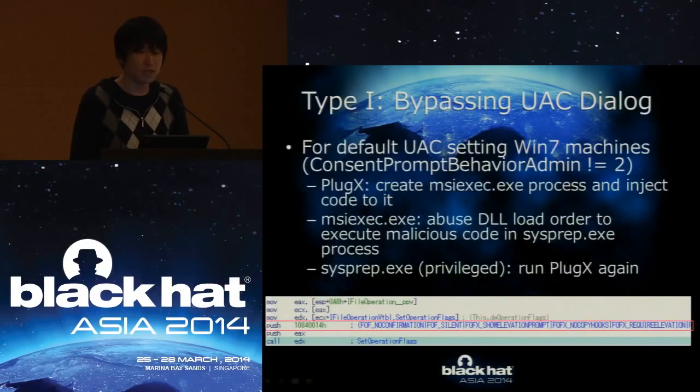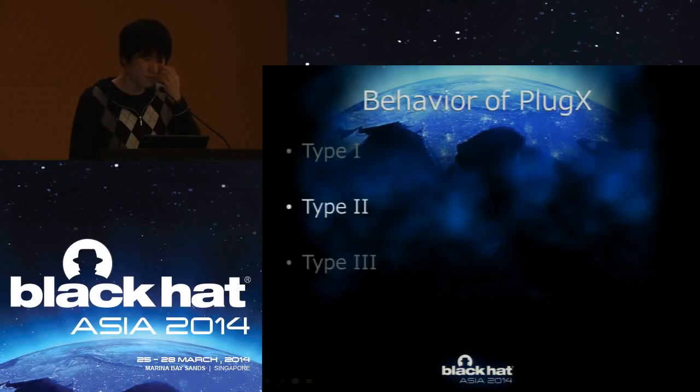If the infected machine is Windows 7 and the UAC setting is default, PlugX bypasses the UAC pop-up by calling a set operation flags and abusing the delay load order again. Next, we explain type 2.